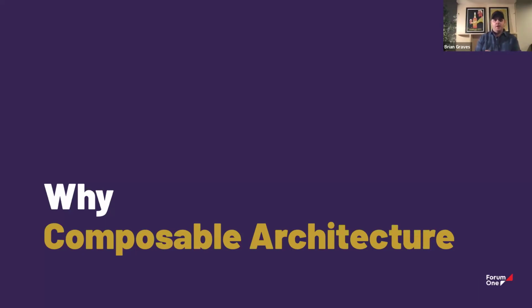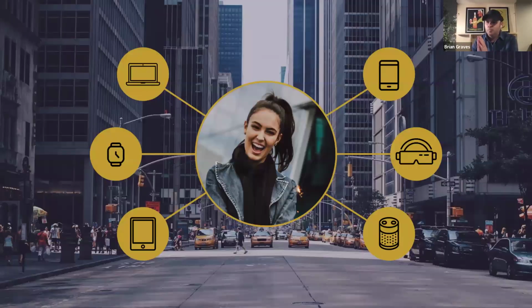So jumping in, why are we talking about composable architecture today? Why is this an important concept for people to be aware of? And there are really a few reasons for that. The first being what we've seen over the last handful of years when it comes to the expansion of engagement channels and also the overall number of devices that people are using to access and interact with content. That number has exploded over the last handful of years.